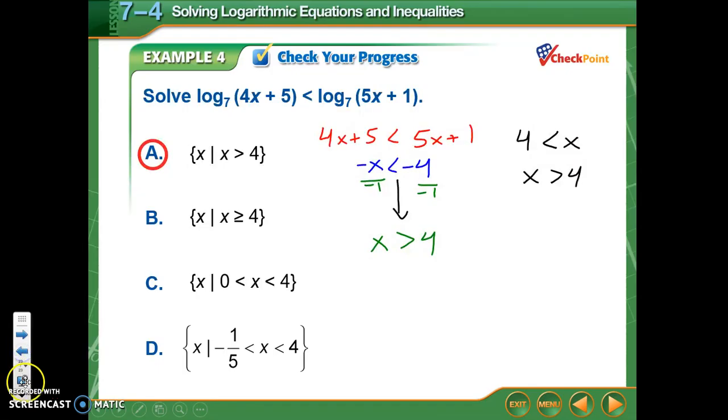All right, that's the end of this section. So in class, we will be practicing these first few ways to solve logarithmic equations and inequalities.